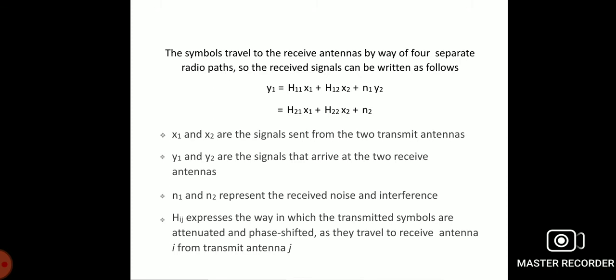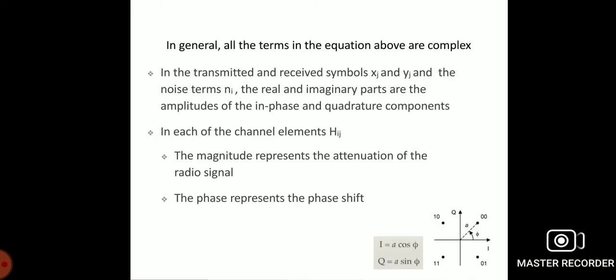And then we can estimate the hij, that is the imaginary and real part of the symbol duration, that the transmitter symbols are attenuated and phase shifted as they travel to receive antenna i from transmitter antenna j. In general, all the terms in the equation above are complex. The transmitted and received symbols xi, xj and yj, and the noise terms ni, have a real and imaginary part, the amplitude in in-phase and quadrature components.